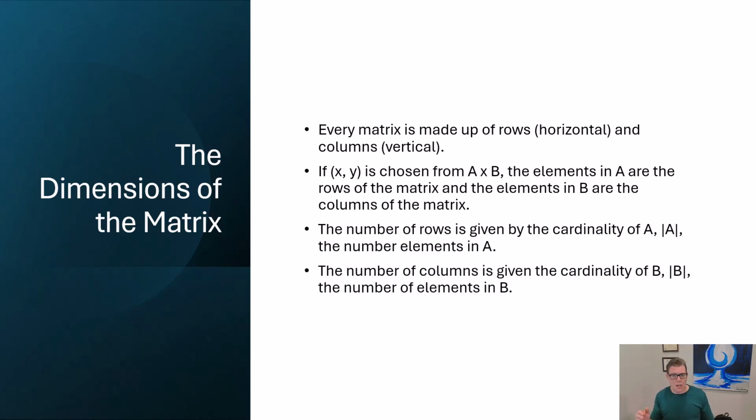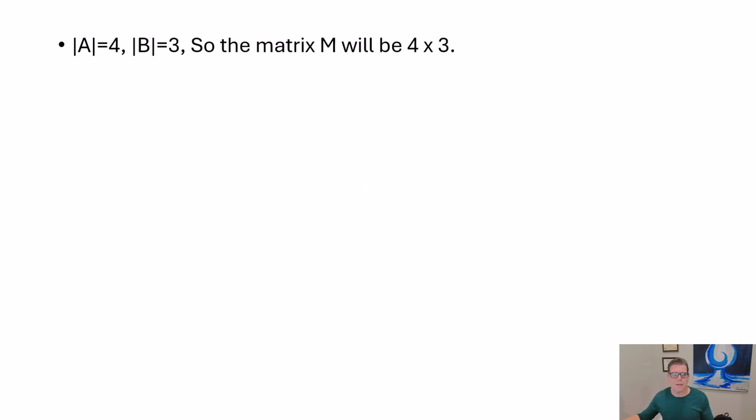Then the number of columns is given by the cardinality of B, which again is written as the absolute value of B, and that's the number of elements in B. So let's suppose we have this example. The cardinality of A equals 4 and the cardinality of B equals 3. So the matrix M will be 4 by 3.